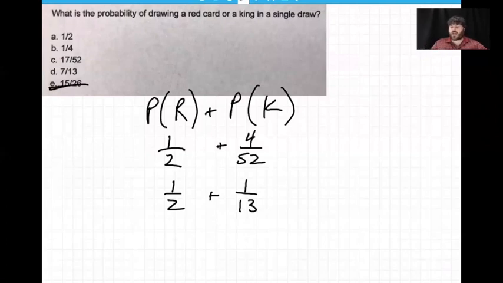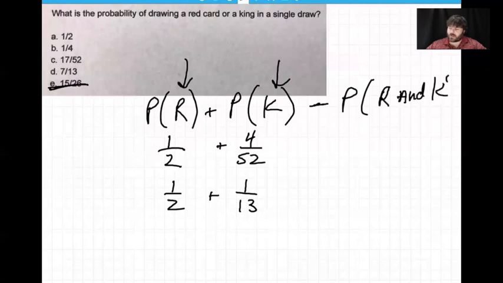Answer choice E is not correct though, because I've got duplication. There is a card that is red and a king. So I have to take away the probability of red and a king. Okay? Well, there's only 2 red kings. So 2 out of 52. So 1 out of 26. So minus 1 out of 26.